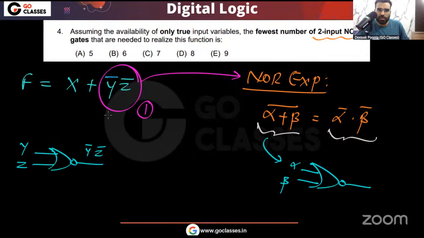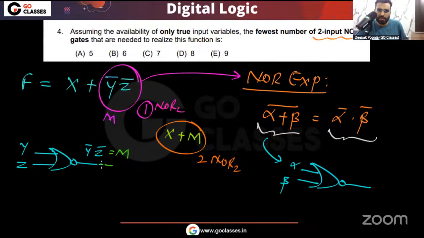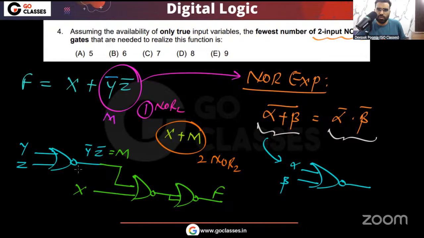Now let's assume that this is M for a moment. Then tell me, for X or M, for the OR operation, how many NOR gates are required? Two NOR gates required. Yes or no? We are assuming that this is M. Then for X or M, you need two NOR gates like this. This is X, like this. And that's it. This is your F.